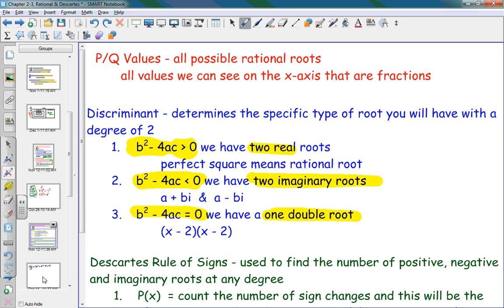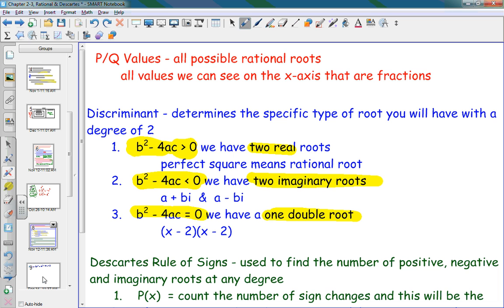Now, we talk about P over Q. What does P over Q do for us? It gives the possible zeros, and what does it do to my window? It shrinks your window down so that you can see all your possible rational zeros. What does Descartes do? Tells us the number of possible positive roots we have and the number of possible negative roots we have, right?